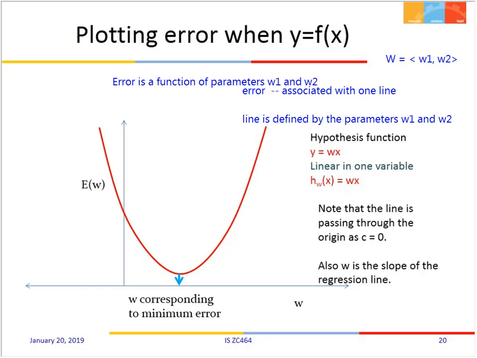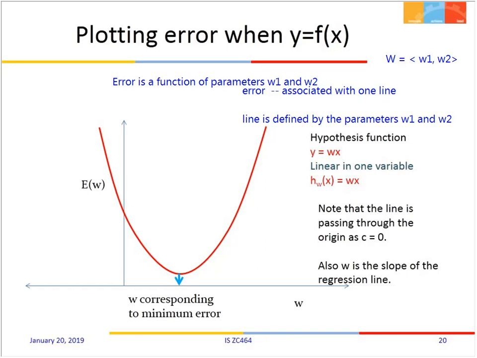Fine. So if it is the parameters W1 and W2 that are affecting error, then I can take the y-axis and visualize this error as a function of W. Assume that you had an intercept of 0. What is that condition when you have the intercept 0? Which line will have intercept as 0? It is the line that passes through the origin.